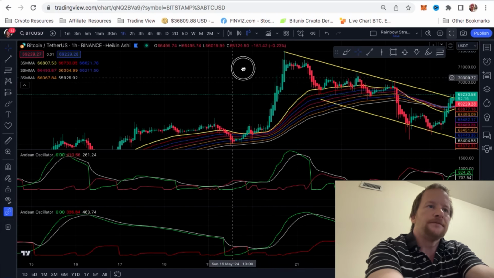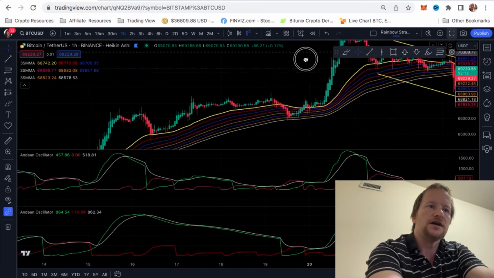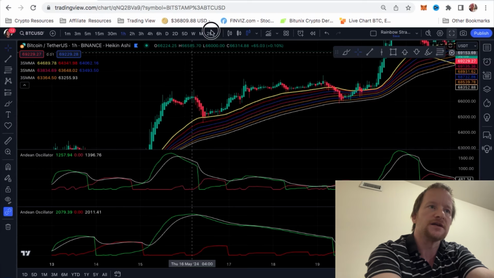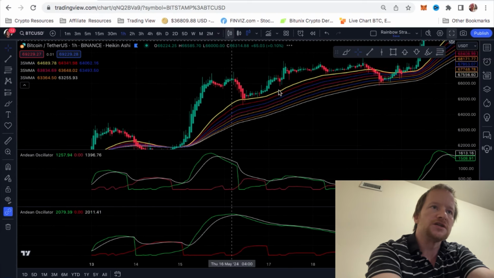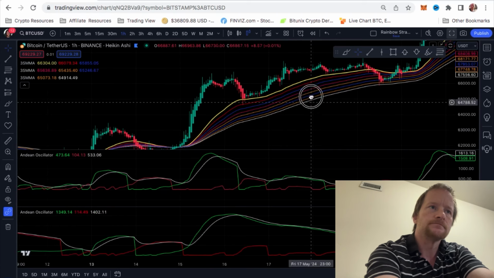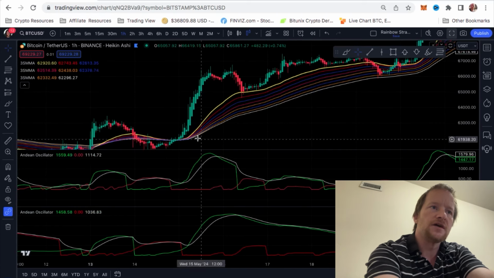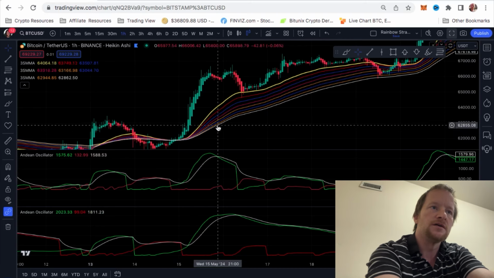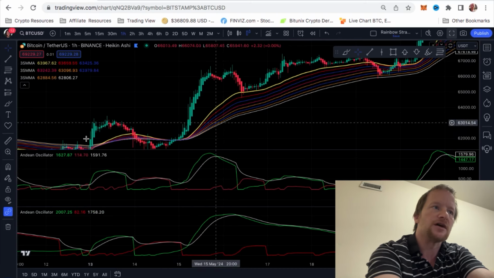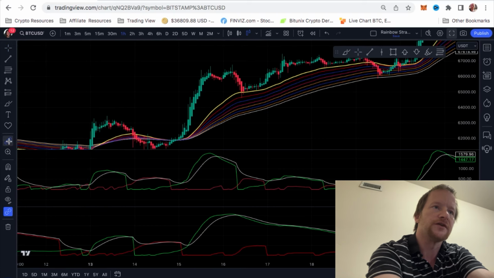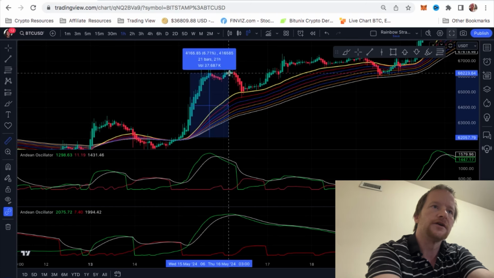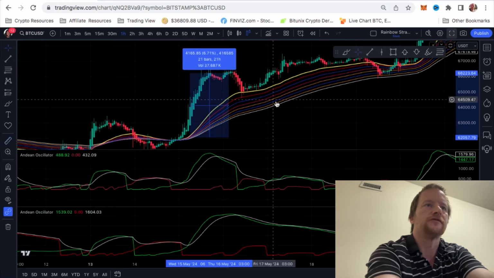So let's see other times that this happened, and we'll see which one is the best here. Okay, we see another one happening right here. Both Andean oscillators signal about the same time, and you both exit about the same time. So from right here to here, it's about another $4,000 move.